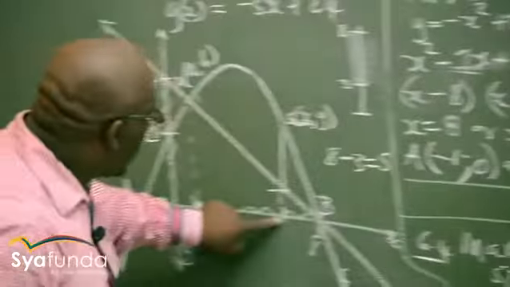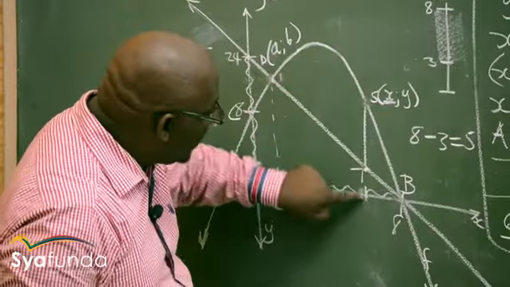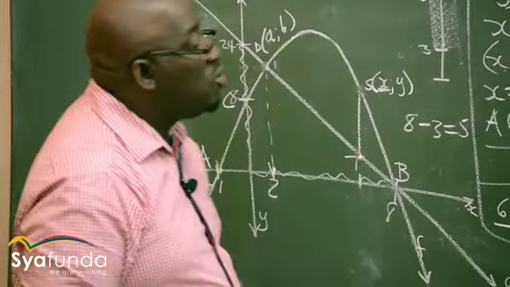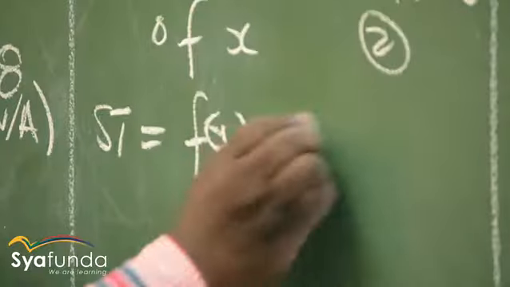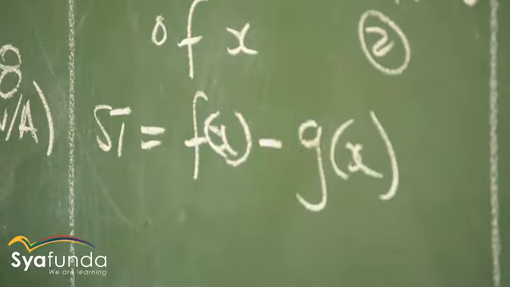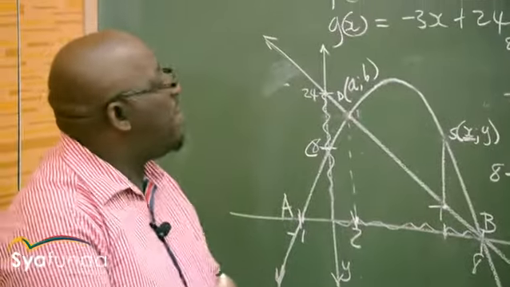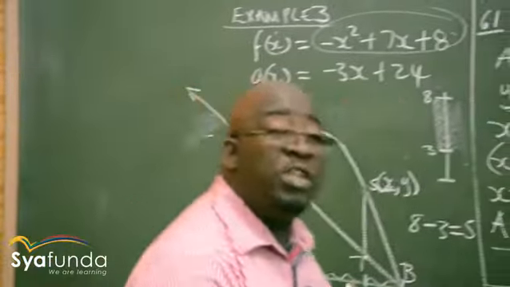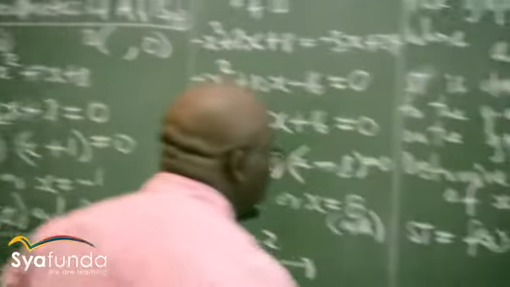It will be this whole graph, which is f of x, minus this graph, g. So it will be f of x minus g of x. So that is how we go about finding ST. But what is f of x? It is this whole graph, which is minus x squared plus 7x plus 8.